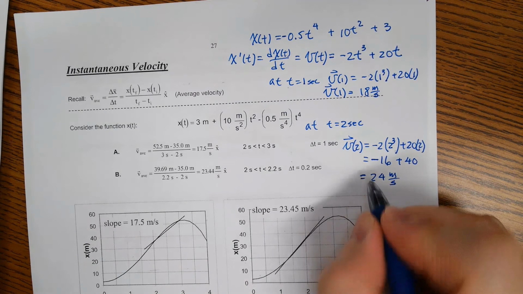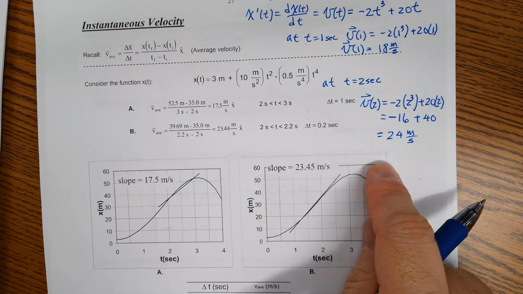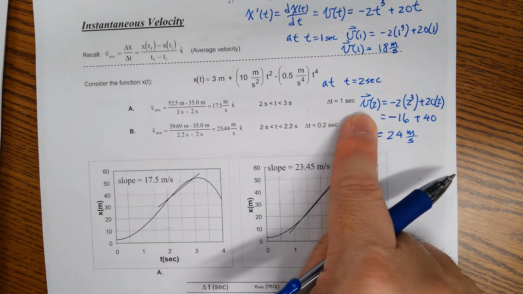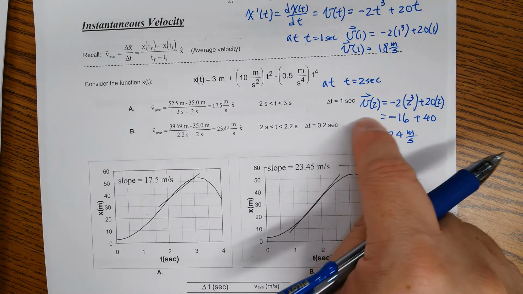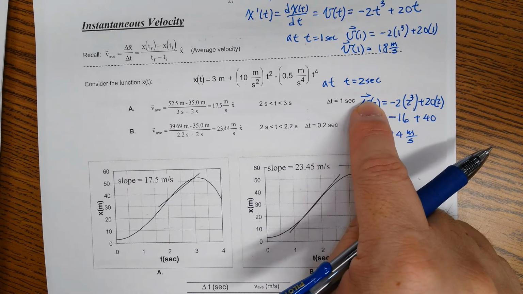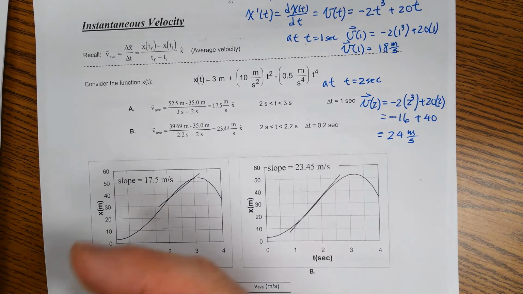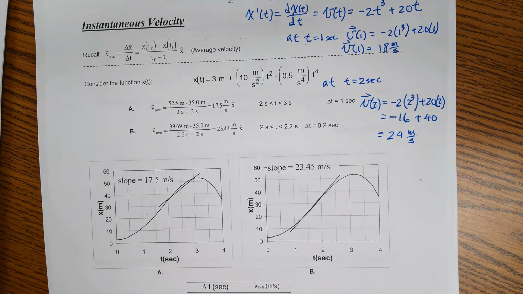Okay? You could even calculate exactly what time it's going to stop. So I could just put in 0 for my velocity here and solve for time, and I should be able to calculate the exact time when this thing is going to stop, instantaneously, of course. All right? So that's how the instantaneous velocity works.